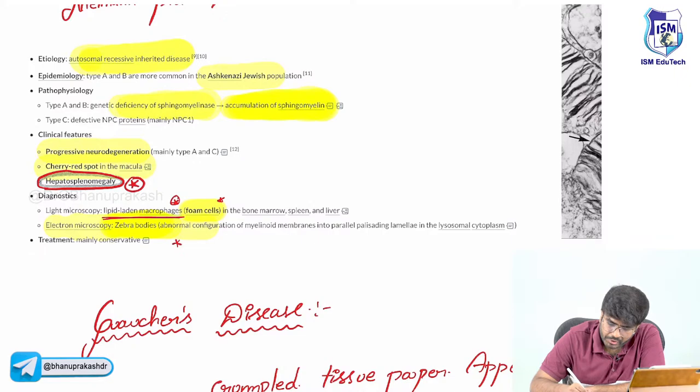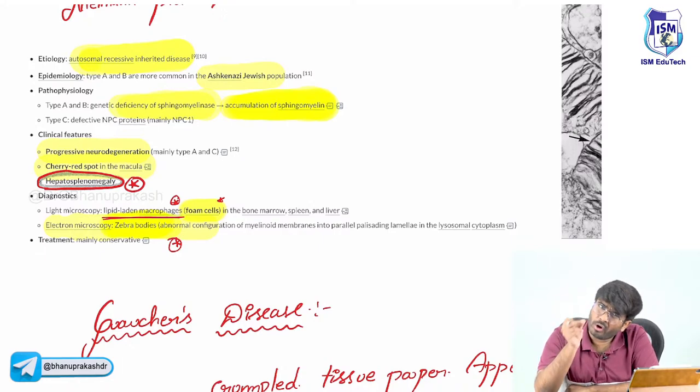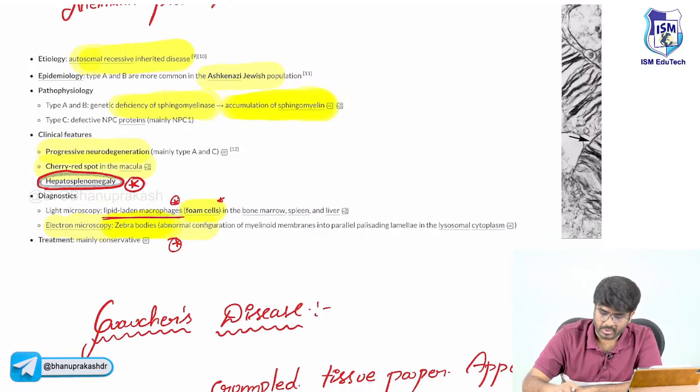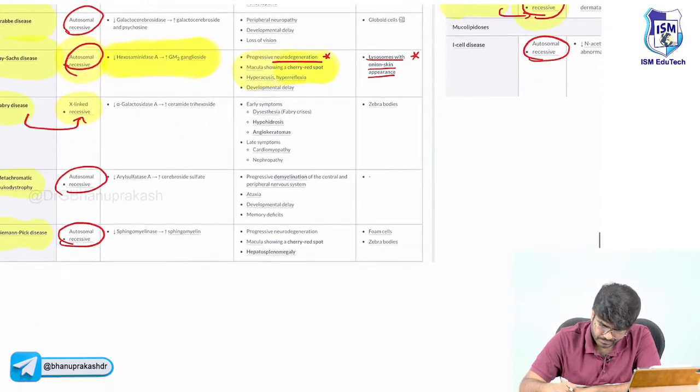But one point I want you to know: if I ask you where zebra bodies are seen, you can say they are seen in Niemann-Pick's, but are zebra bodies only seen in Niemann-Pick disease? No. Zebra bodies are not only seen in Niemann-Pick disease. Let me show you. First, look here.